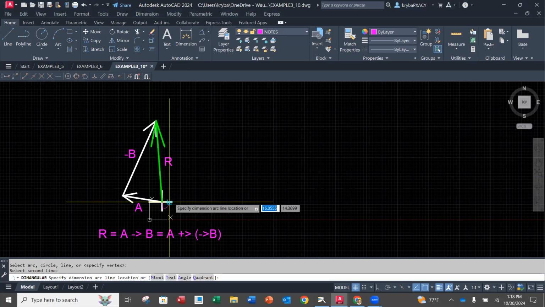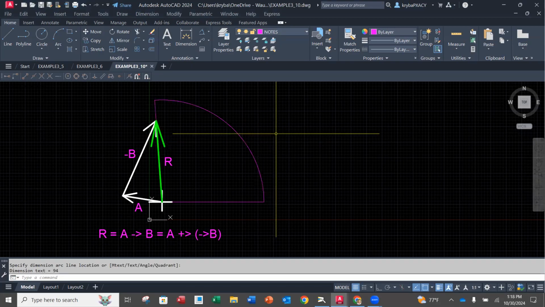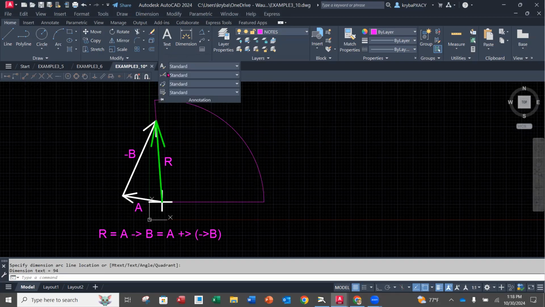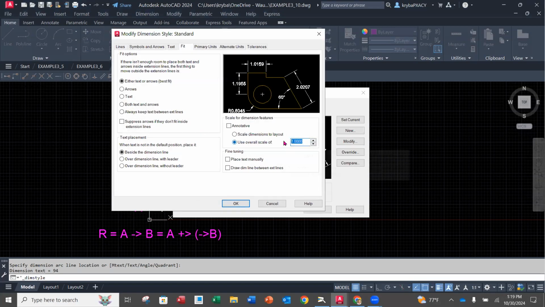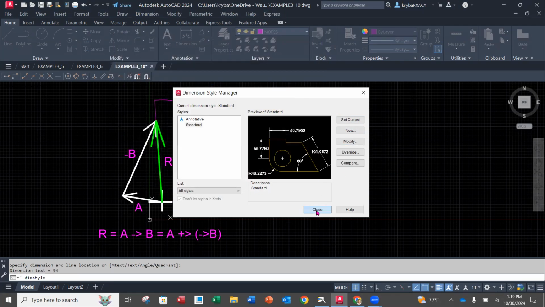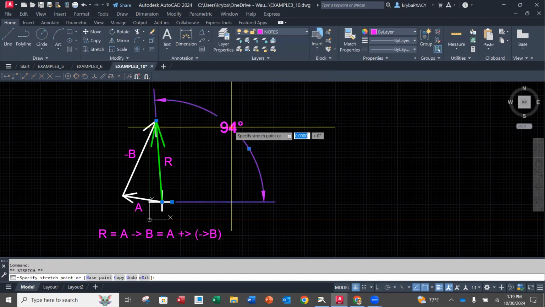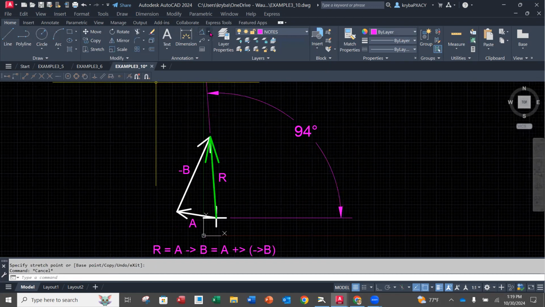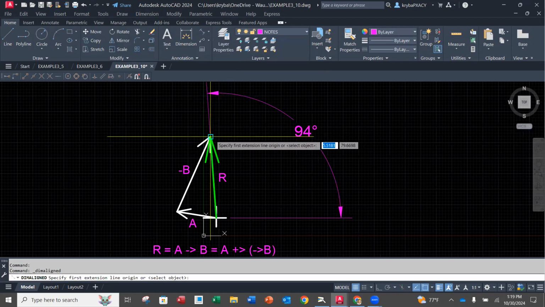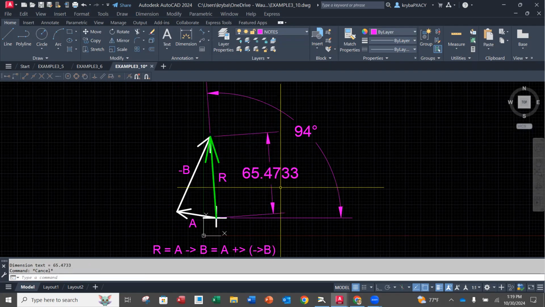I'm going to start with my angle. Go from here to horizontal. Do not go to another vector at an angle. I'm going to go to my dimension style manager, modify. Let's start with 50. Set as current and close. Oh, perfect. I'm not even going to change that. That looks good to me. Okay, 94 degrees. And then I need to do an aligned dimension from here to here. And that is 65.47.